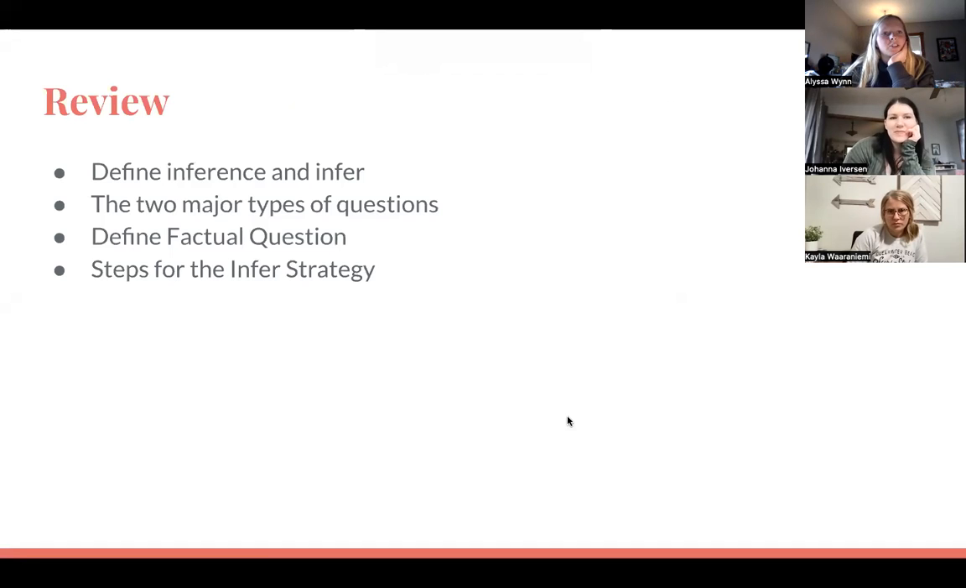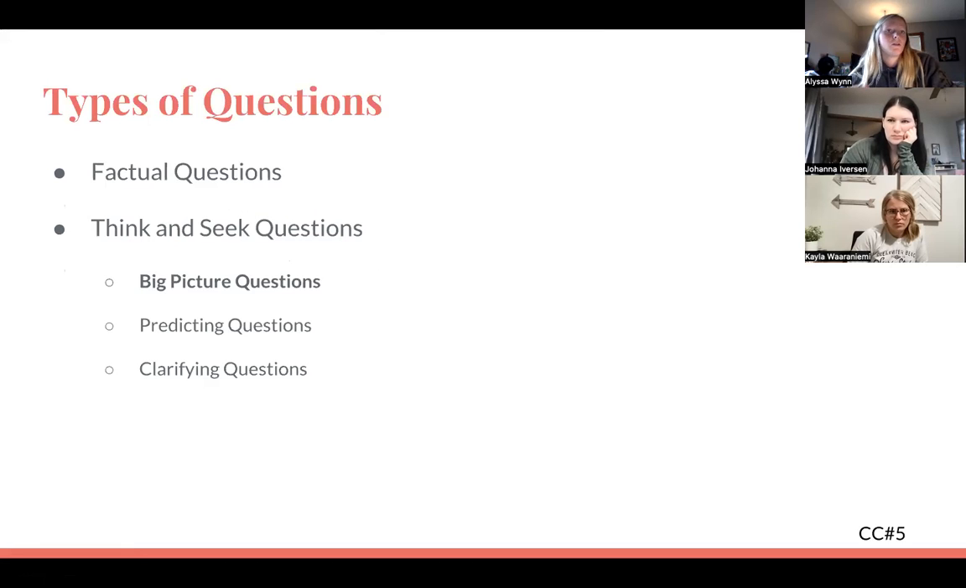So today we're going to first review the definition of inference and infer, which the definition for inference is to make a conclusion or guess about something based on hints or facts that you have learned. And the two major types of questions, which are factual questions and think and seek questions. So as we mentioned, the two types of questions are factual questions and think and seek questions.